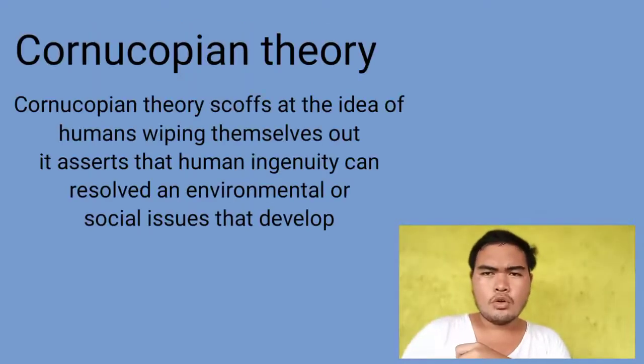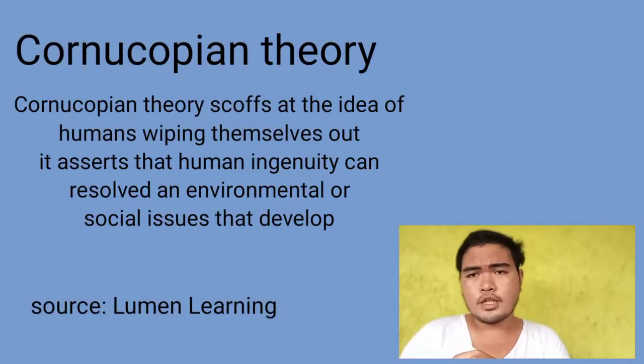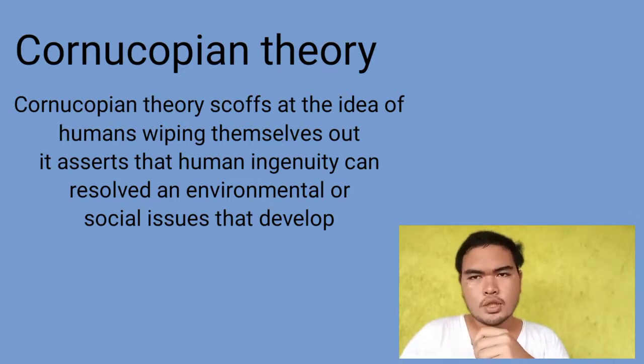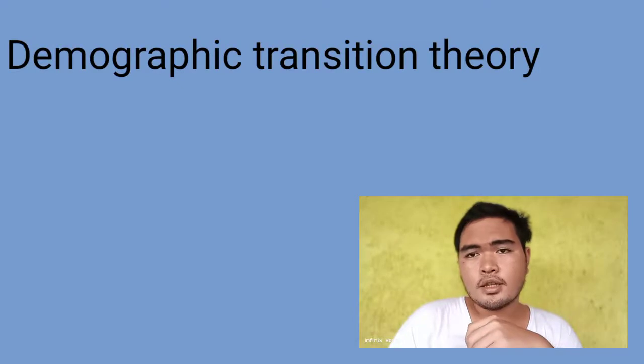Cornucopian theory. Cornucopian theory scoffs at the idea of humans wiping themselves out. It asserts that human ingenuity can resolve any environmental or social issues that develop. And the most probably correct theory is the demographic transition theory.